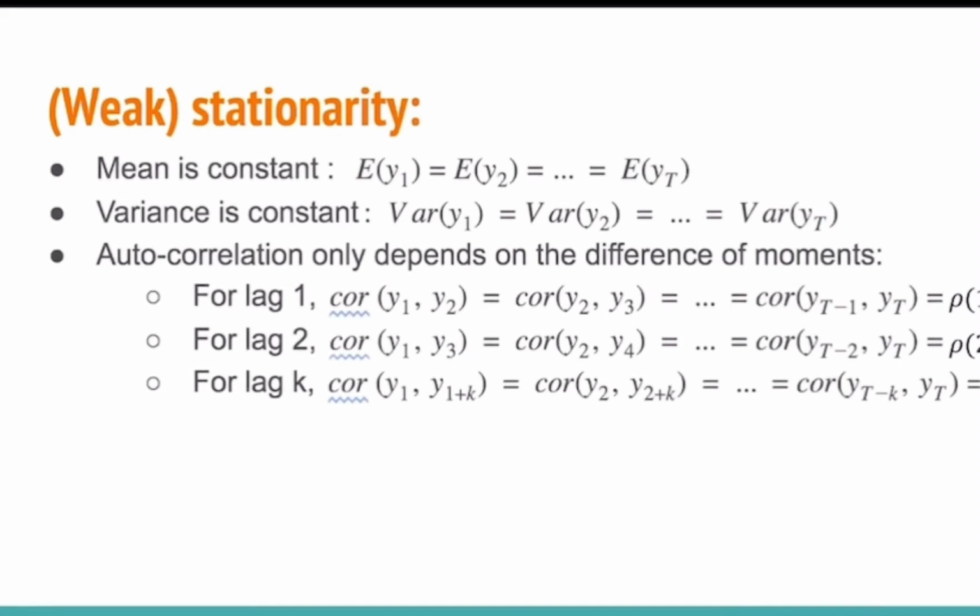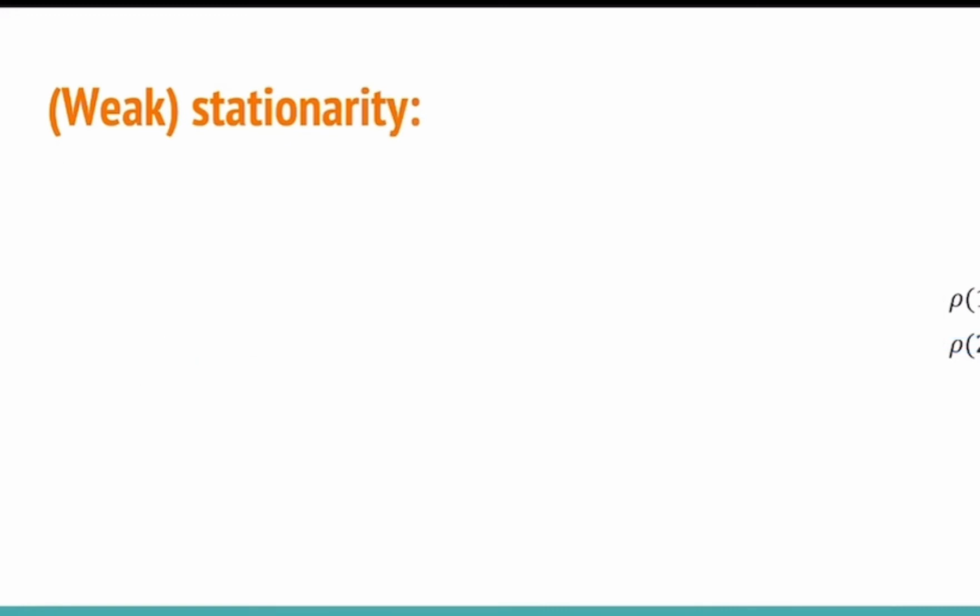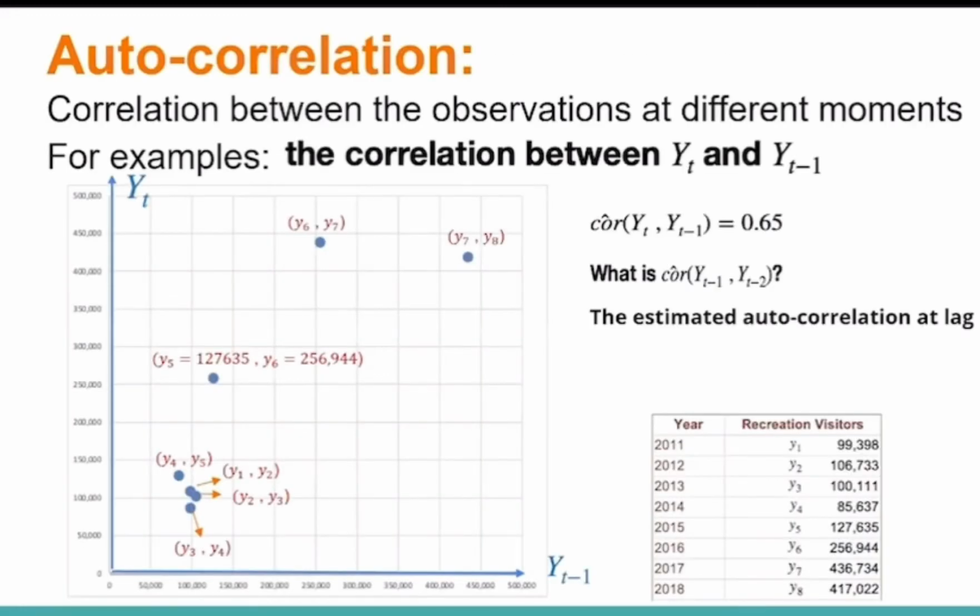And not only that, the same thing is also applicable when they are 2 lags apart. The correlation between Y1 and Y3 must be the same as the correlation between Y2 and Y4. I'm going to go back to the example now. The correlation between the visitors that came in 2013 and 2011 should be the same as the correlation between the visitors that came in 2012 and 2014.